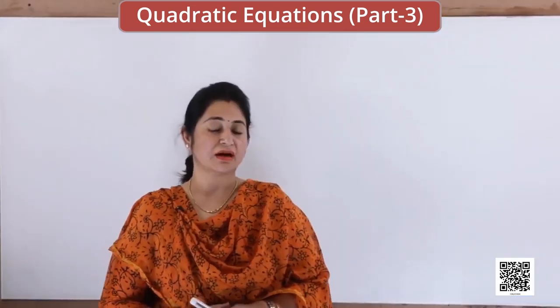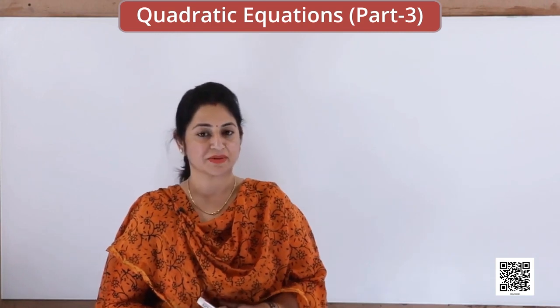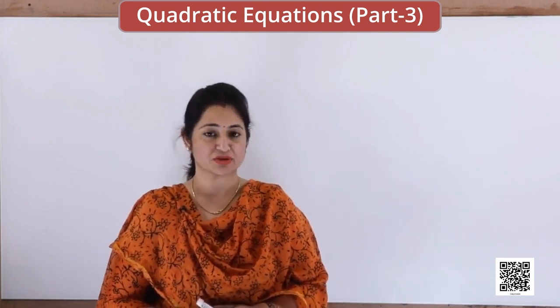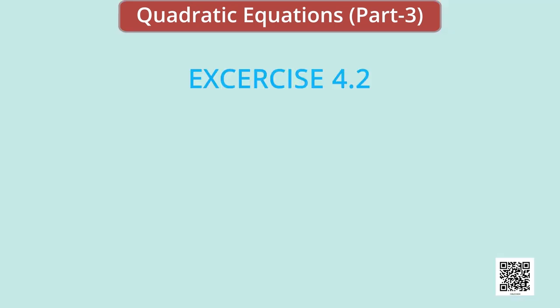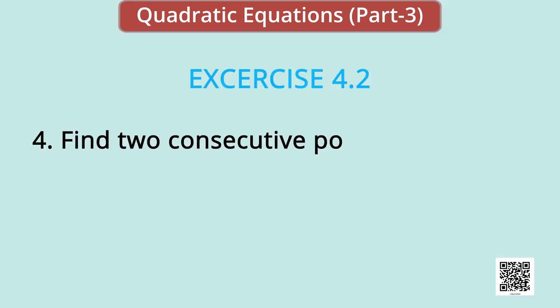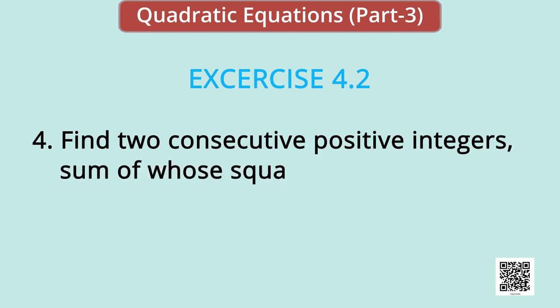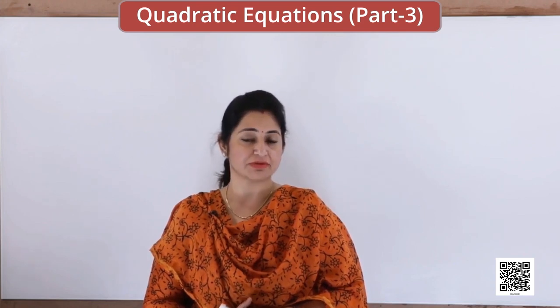So children, now let's do some practice of the sums. We will take up the questions from your exercises only. So exercise 4.2, question number 4. It says, find two consecutive positive integers, sum of whose squares is 365. So we need two consecutive positive integers.